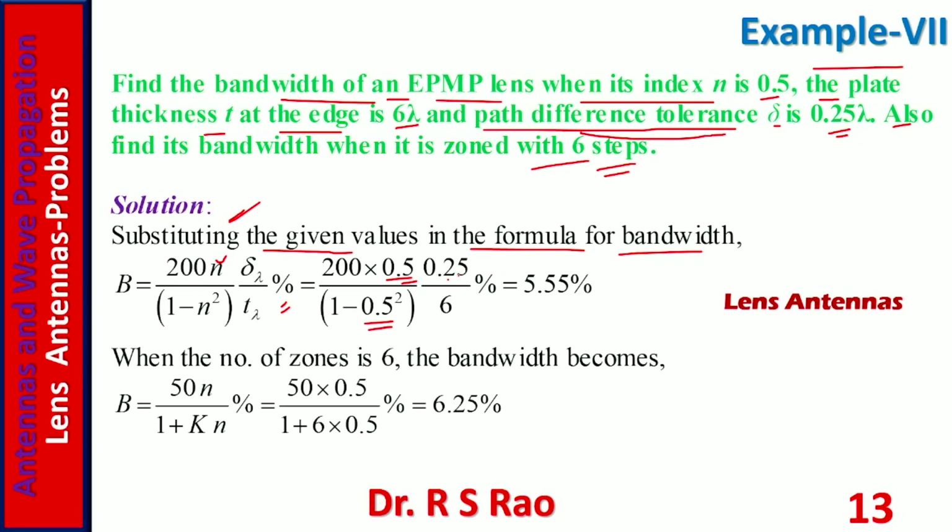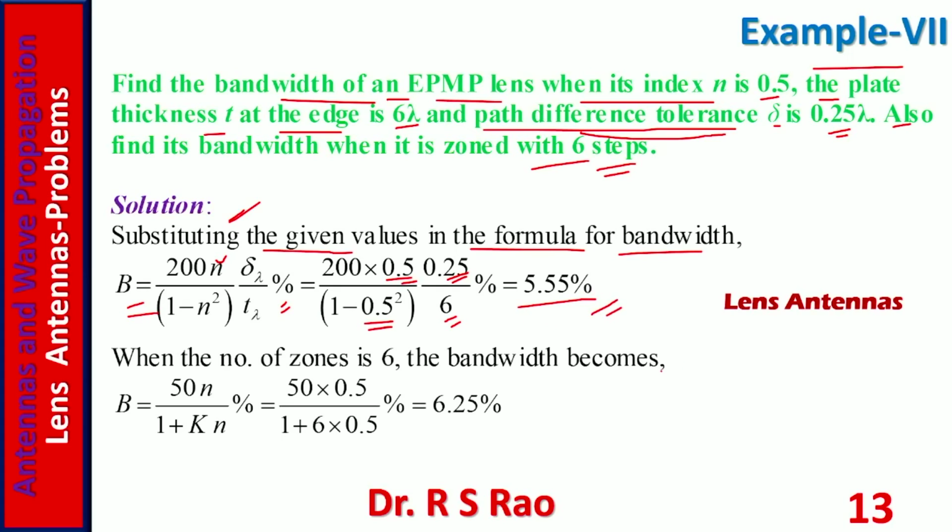So 0.25. T lambda is thickness at the edge in wavelengths. Thickness at the edge is 6 lambda. In wavelengths, it becomes 6. So substituting the given values, bandwidth can be found as 5.55%. This is before zoning.